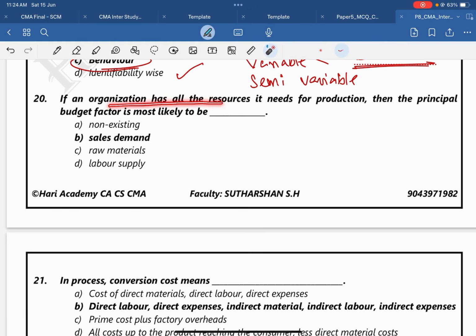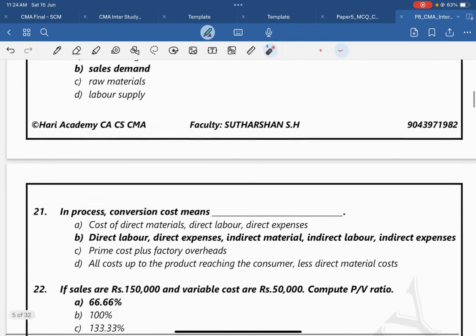If an organization has all the resources it needs for production, then the principal budget factor is most likely to be sales demand, as we will create a budget based on the sales demand.